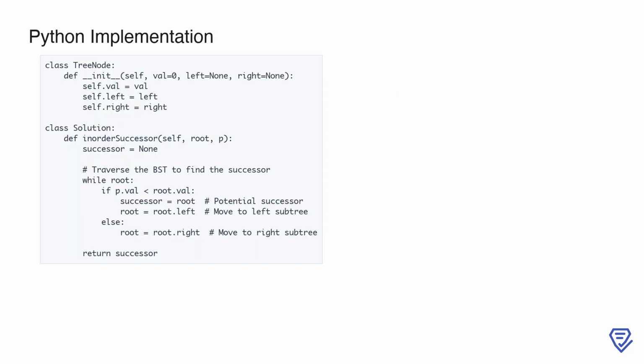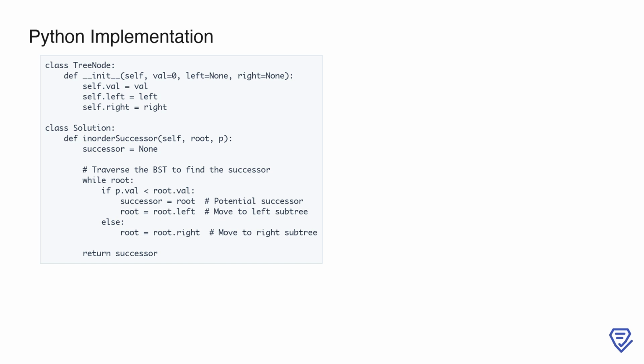This solution efficiently finds the in-order successor of a node in a binary search tree, BST. The in-order successor of a node is the next node in the in-order traversal of the BST, which is the smallest node larger than the given node. Let's go through the code step by step.